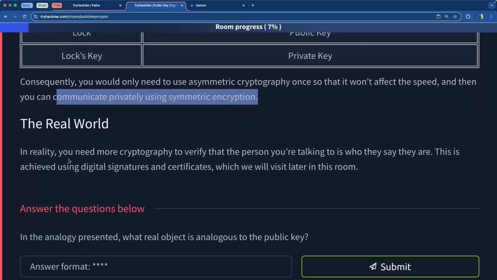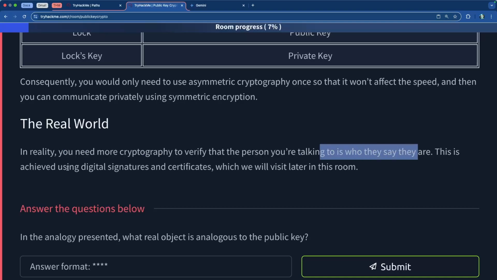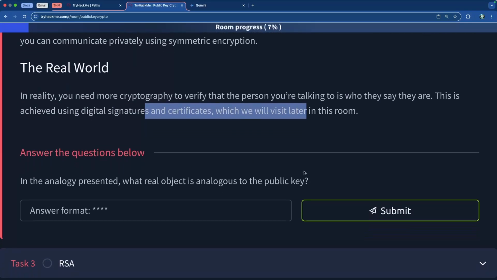Once that's been done, you can then communicate privately using that symmetric encryption, because it's faster to communicate with a person. So in the real world, in reality, you need more cryptography to verify that the person you're talking to is who they actually say they are. This is achieved using digital signatures and certificates, which we will visit later in this video.